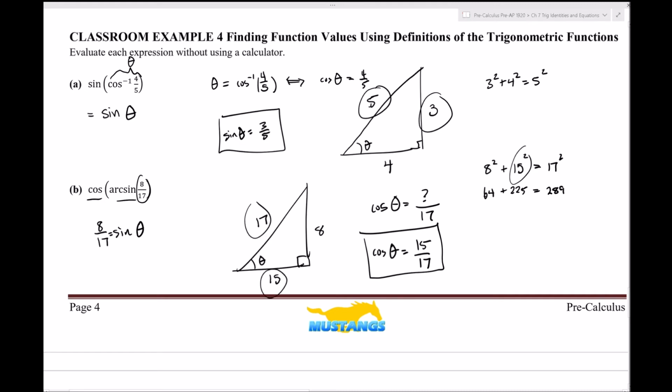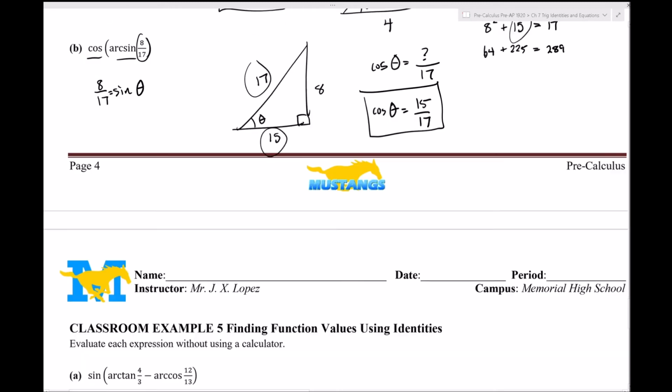So it's as simple as that. If they gave you something like this where you have trigonometric functions that don't match, sine and cosine, let's say secant and tangent, cosine and cotangent or something like that, draw a right triangle and it should make it a lot easier. That's the exact same method that we're going to use for the next problem. So we'll look at the next problem, example 5.